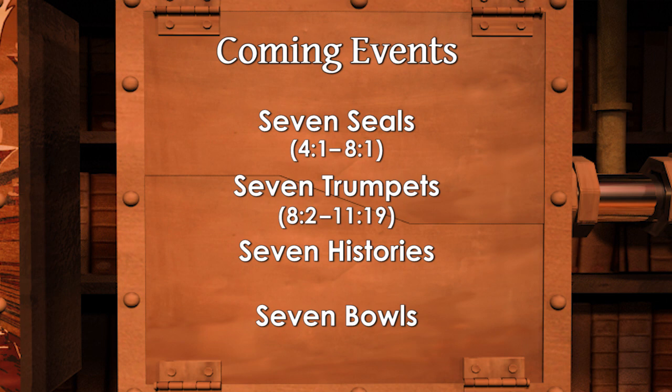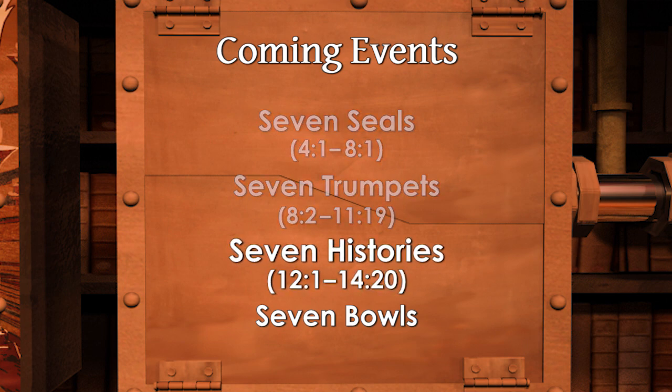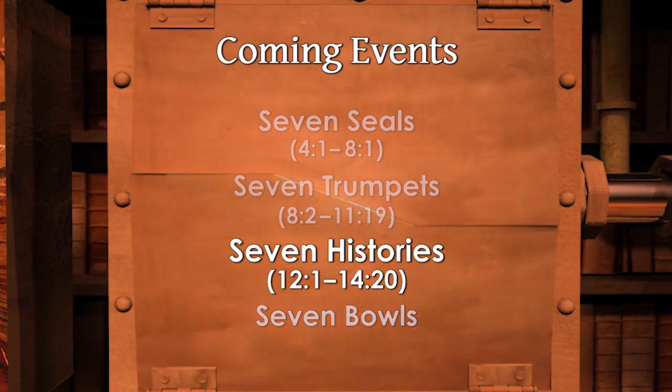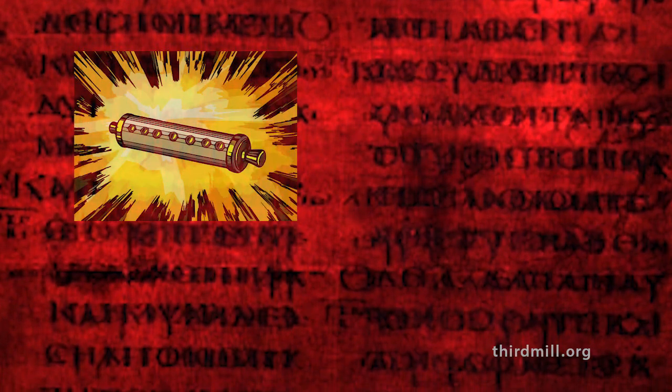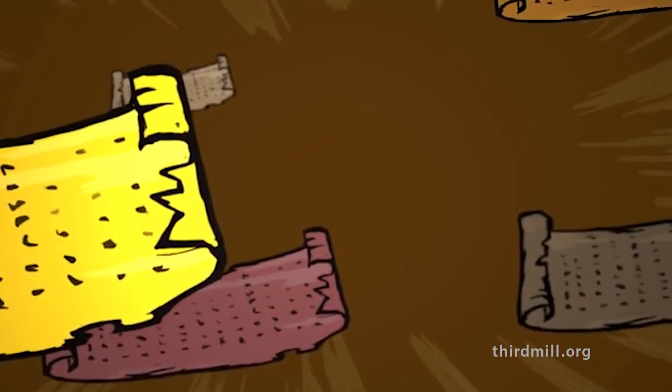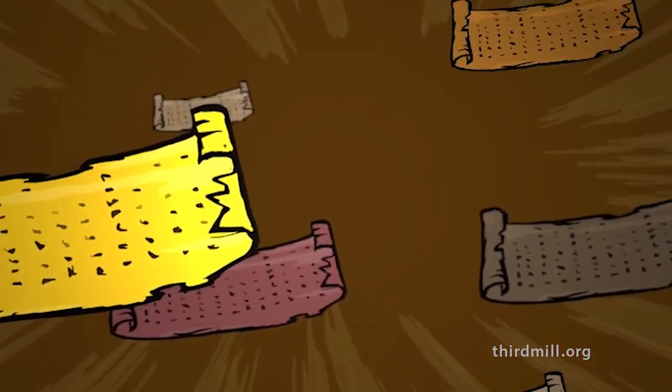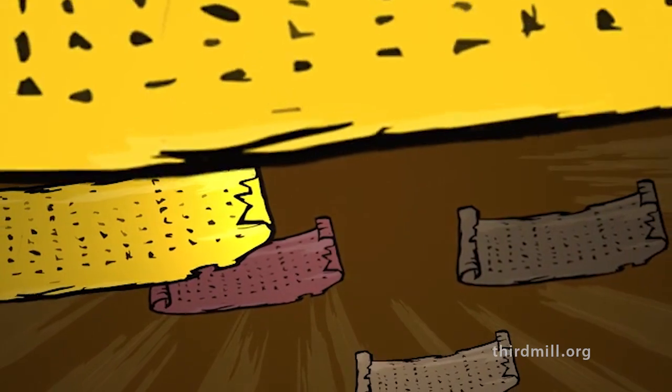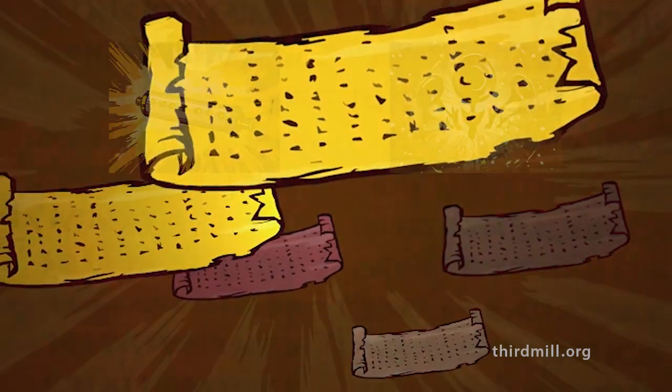The third series of visions dealing with coming events is the seven symbolic histories in Revelation chapter 12, verse 1 through chapter 14, verse 20. Structurally, the vision of the seven symbolic histories mirrors the visions of the seals and the trumpets. The first six histories are grouped together, followed by an interlude, and then the seventh symbolic history.